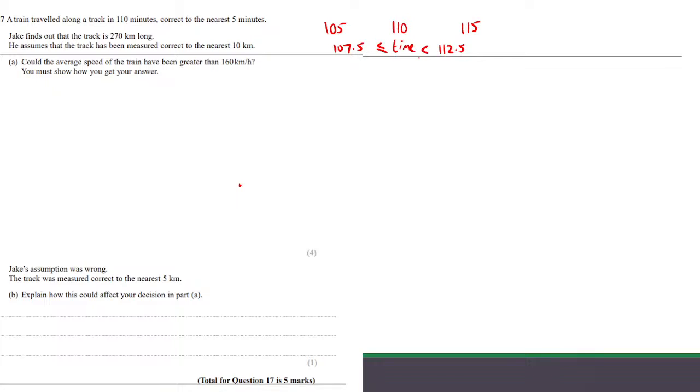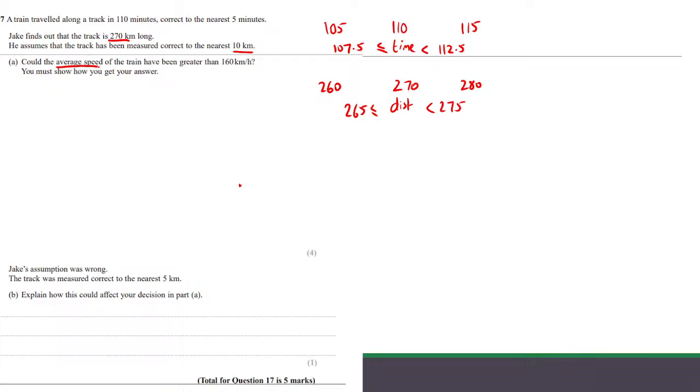And then we put our inequalities in. So there's our time. And we do the same thing for the distance. So we know it's 270 kilometers long to the nearest 10. So 270, the value above it is 280 and 260 is the value below it because it's to the nearest 10. Now distance is halfway between there is 265 and halfway between there is 275.